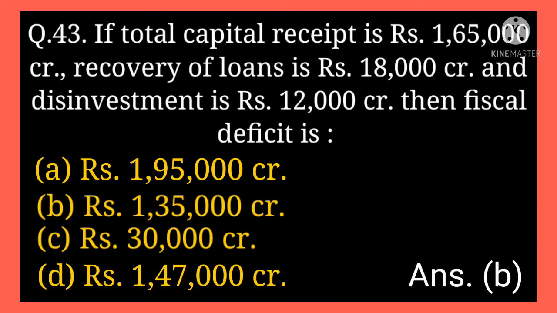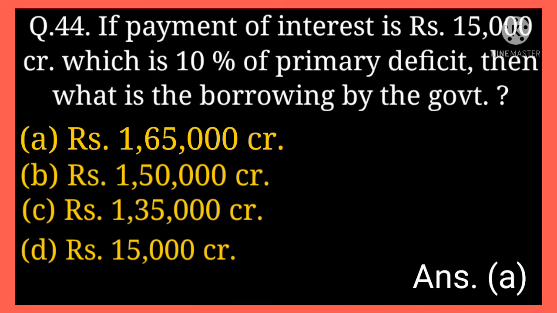Now the question 43, we have to calculate fiscal deficit, which is just equal to borrowing requirements, and borrowings is equal to capital receipt minus the sum total of recovery of loans and disinvestment. That is answer is here B, that is 1,35,000 crore. Now in question 44, we have to find out the borrowing by the government, which is just equal to fiscal deficit, and fiscal deficit is equal to primary deficit plus interest payment. So primary deficit can be calculated at 1,50,000 crores and interest is 15,000 crores. Therefore answer is A, that is 165,000.